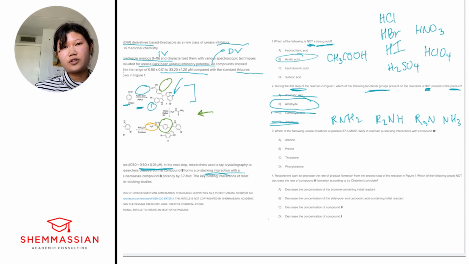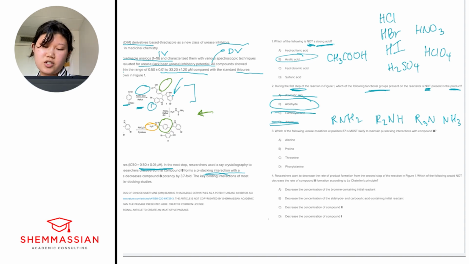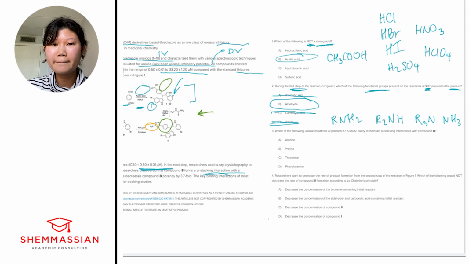All right, so question 3. Which of the following urease mutations at position 87 is most likely to maintain pi stacking interactions with compound 8? Okay, so looking at this question, it seems like they pulled it out of thin air. Where are they getting pi stacking interactions from? How do mutations have to do with interactions with compound 8?